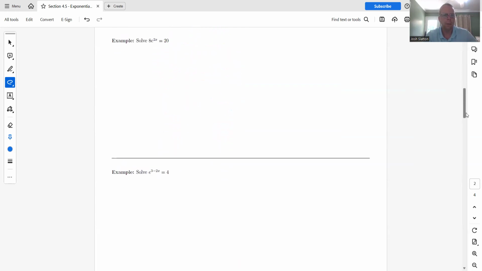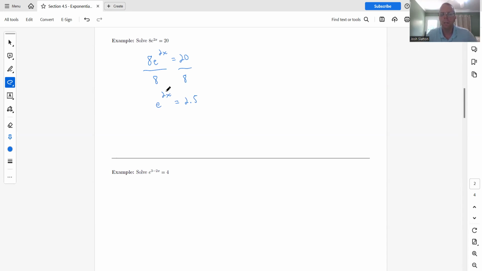All right, next one. In this one, the exponential expression is not isolated. So first we are going to need to divide by 8 to get that e to the 2x by itself. And so we have e to the 2x equals 2.5. And then we can convert this to a logarithmic equation.